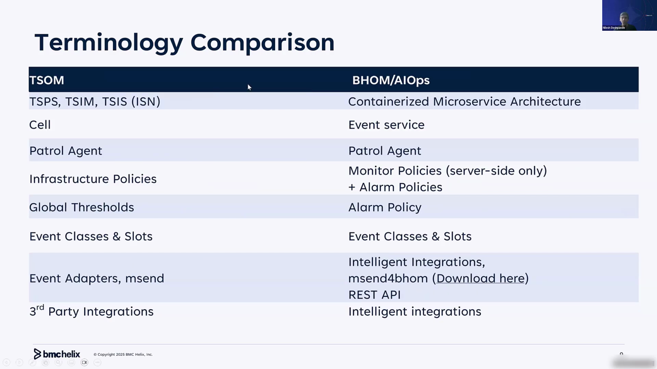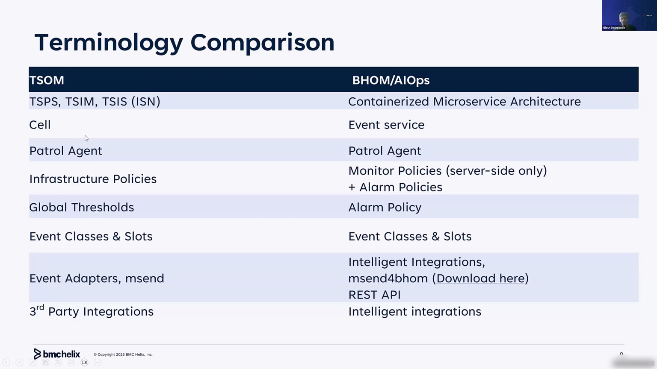I am on the terminology comparison. I'll pause here so that you can go through the slide content, because this may be helpful for you to understand the difference. TSPS, TSIM, and ISN don't exist in BHOM as they are. Those are converted into individual containerized microservices, and then they fit into that architecture. So if you have the on-prem container deployed, then you'll be able to see how it works. Otherwise, it's all managed by the BMC SaaS if you're running the SaaS version.